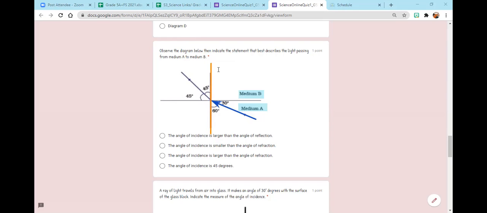Okay? هيدا normal. الانجل of incidence بتكون between النورمال والincident ray. Between the normal and the incident ray. يعني between the orange line والblue line. تعالوا نشوف. It's between the blue line and the orange line. It's this one. It is equal to 60 degrees.